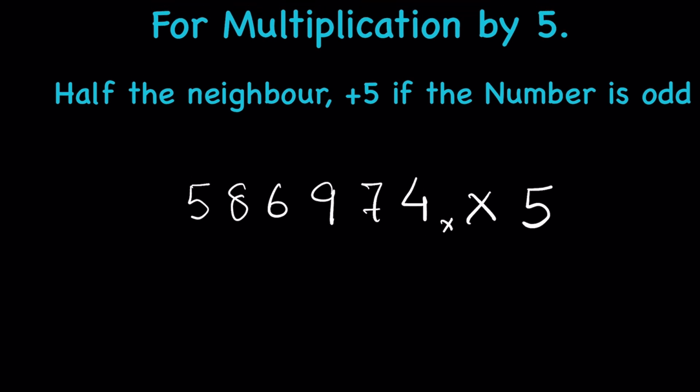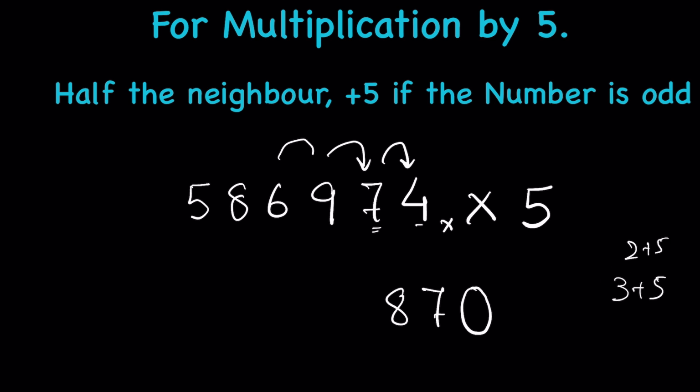Now 4, there is no neighbor, so we write 0 here. Then half of 4 is 2. 7 is an odd number, so 2 plus 5, write 7. Then half of 7 is 3.5, but we will take 3. And 9 is an odd number, so 5 plus 3 is 8. Then half of 9 is 4.5, but we will take only 4, discard the .5. 6 is an even number, so write 4.